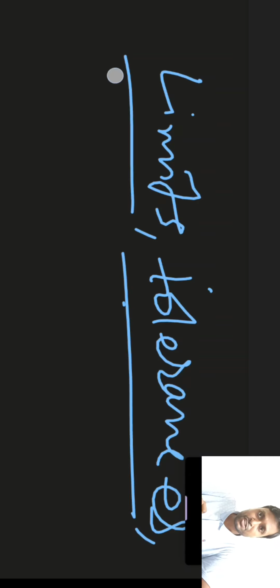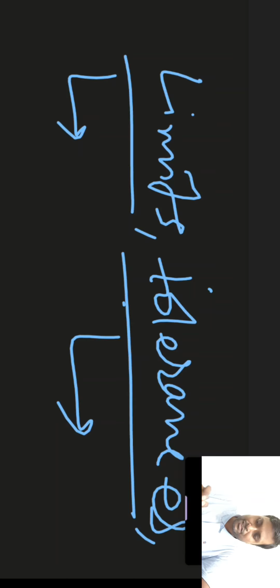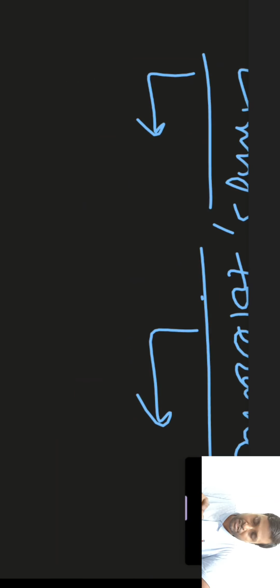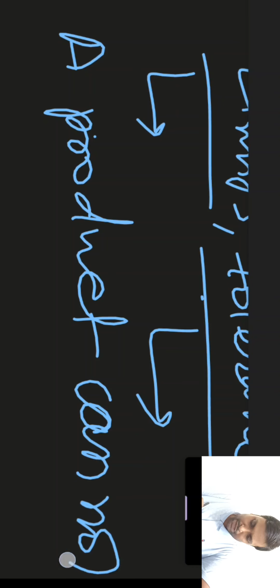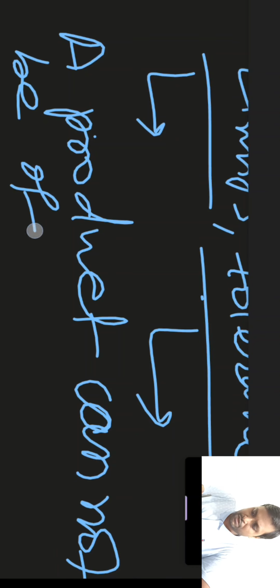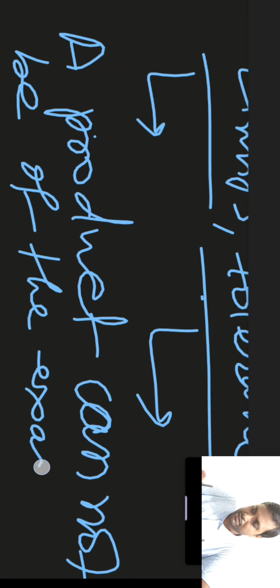Good morning, friends. In previous class we studied limits, we studied tolerances, and we also studied why we study the limits, why we study the tolerance, and we saw that all these limits come into picture because a product cannot be manufactured of the exact size.